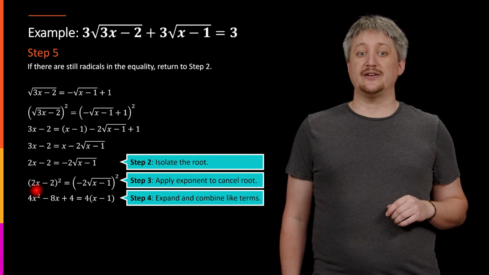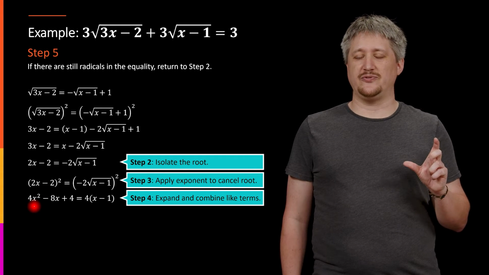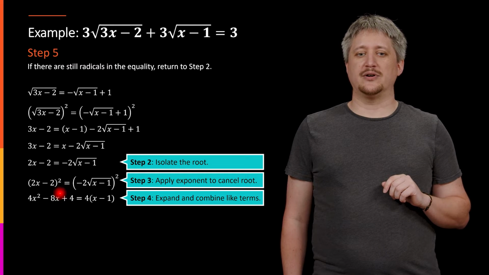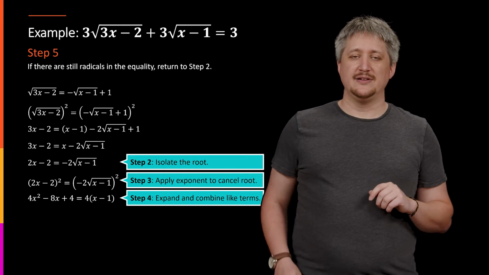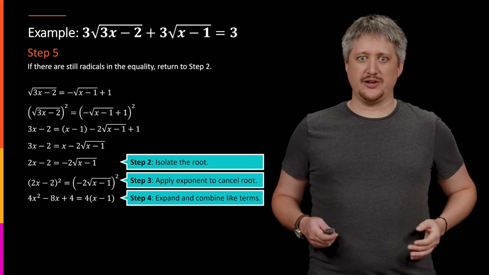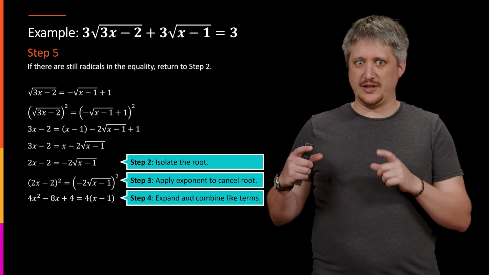So I get 2x quantity squared, which is 4x squared. I'm going to get a minus 2 squared, that's the plus 4, and then I'm going to get 2 times negative 2 times 2x, which gets me that negative 8x. So again, FOIL this out, box method, distribution method, whichever way you like to do it. That's what you should get as a result.